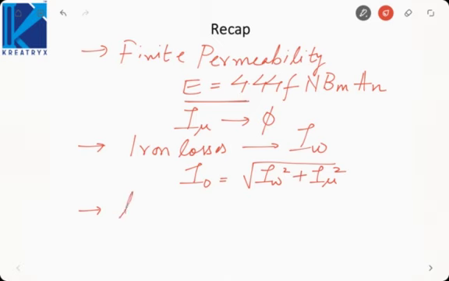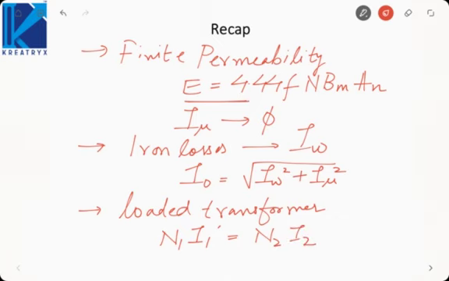Then we considered the case of loaded transformer. There we saw when secondary draws a current, it develops a flux which tends to oppose the primary flux. So primary winding draws an additional current I1 dash such that N1 I1 dash is equal to N2 I2, so that it cancels the secondary MMF and flux in a transformer is constant. So transformer can be treated as a constant flux device. Okay. In this lecture we will remove the other two assumptions. One was winding resistance and the other was leakage flux.